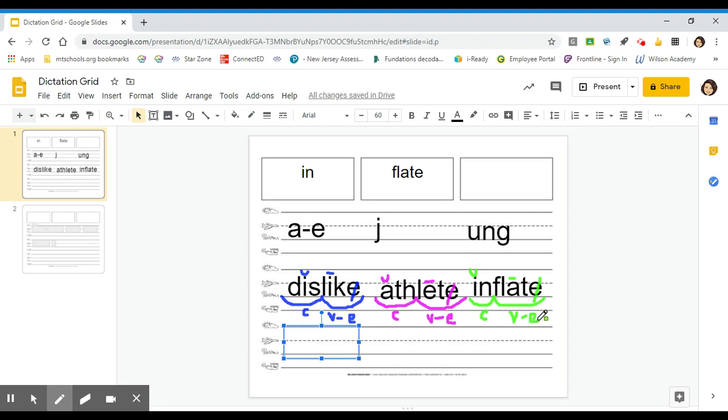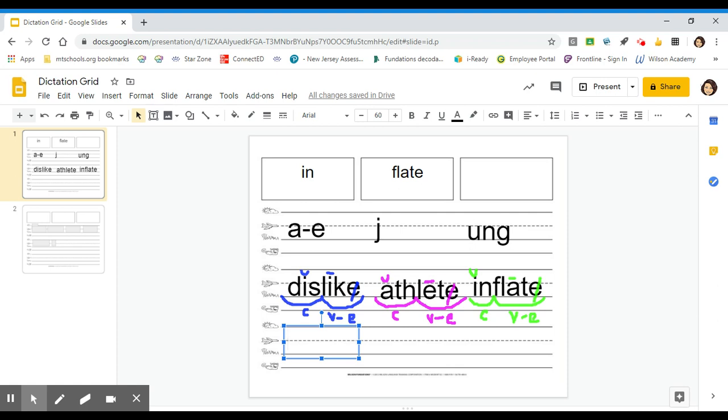Okay, so all 3 of these words, their markups look very similar, don't they? We all have a closed syllable in the beginning, and then it has a vowel consonant, E. Now, let's practice with a review word. So review words, you should be able to spell them and mark them on your own.